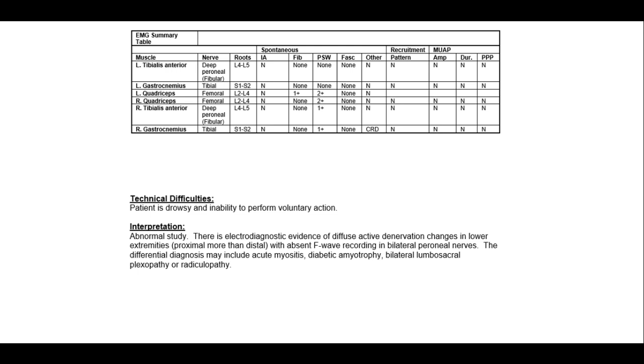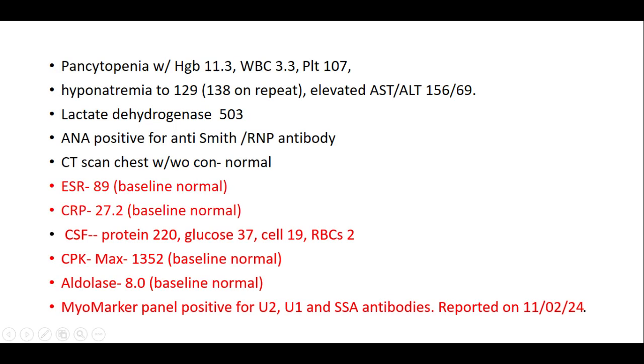Proximal more than distal with absent F waves recording in bilateral peroneal nerve. Okay. The differential diagnosis may include acute myositis, diabetic amyotrophy, bilateral lumbosacral plexopathy, or radiculopathy. Okay. At this point, because of the limitation of the study, we didn't put down ALS, but it could be. Okay. But remember, there is a whole discussion for each and every word or differential that is mentioned there. These were the labs for the patient.